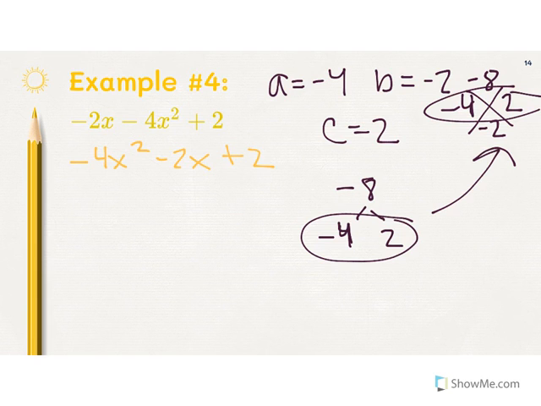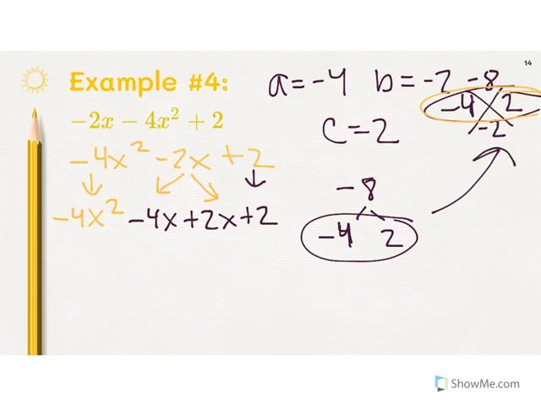So go ahead and bring down your actual a value, so negative 4x squared, and then now we're rewriting our b value with the values that we got from here. So I have a negative 4x, a positive 2x, and then bring down that positive 2. I'm just making it the same color, so we know that was from my original equation.